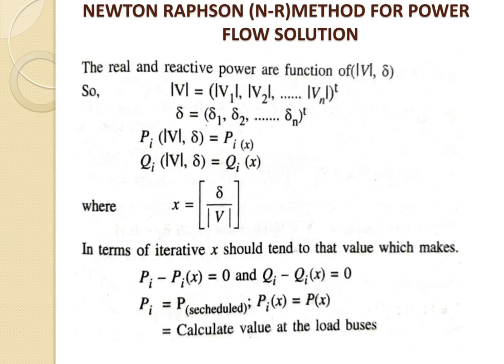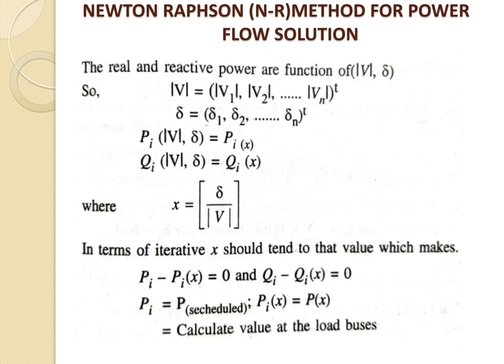So for that we will write PIX, and in the same way we will write for the reactive power, that is the voltage magnitude and delta, equal to QIX, where X is equal to delta by V, that we will assume. So in terms of iteration, X should tend to that value which makes Pi minus PIX equal to 0, and in the same way Qi minus QIX equal to 0.